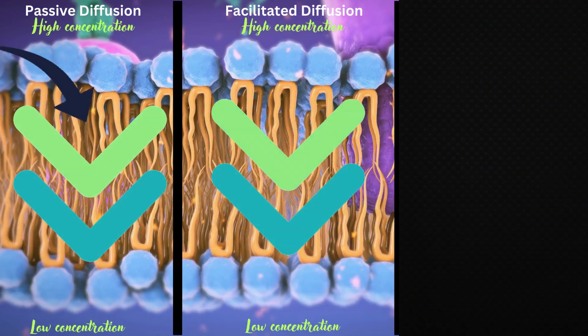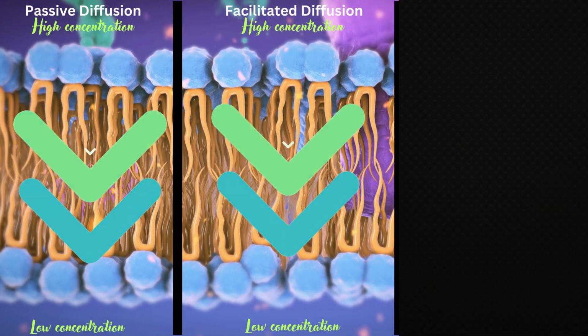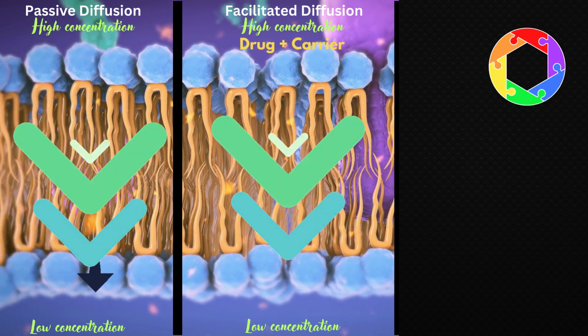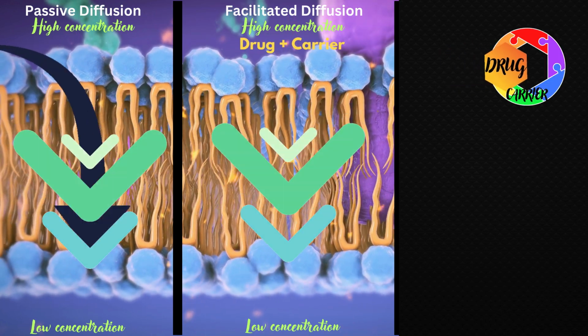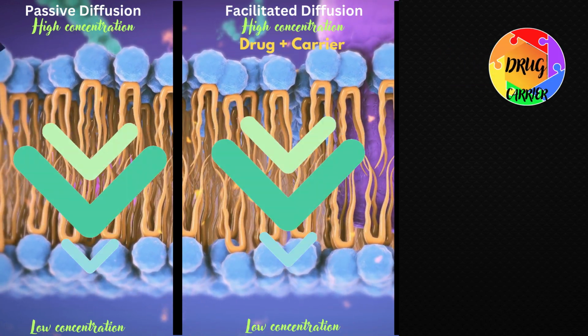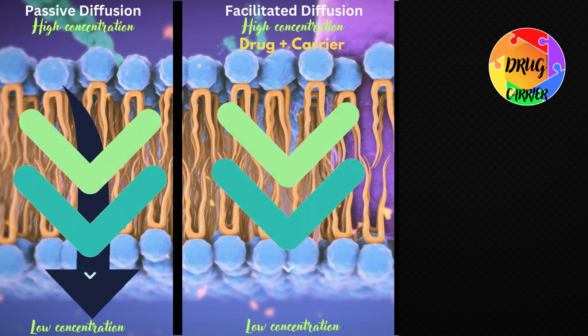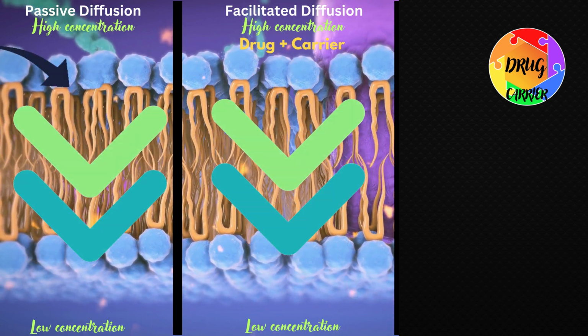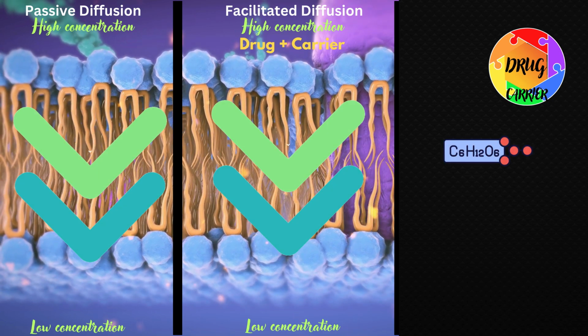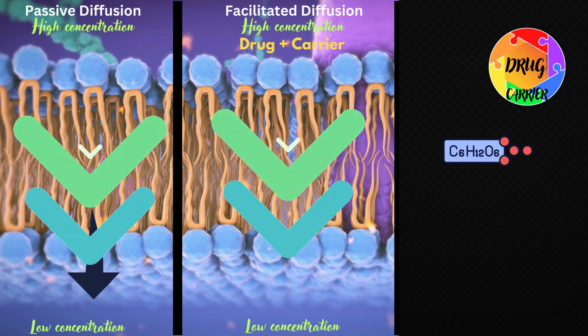Next, facilitated diffusion. It's similar to passive diffusion, but with a helper. Molecules that are too large or charged use protein channels or carriers to cross the membrane. Think of it as using a specific gate to enter a building. For instance, glucose enters cells through facilitated diffusion using a carrier protein.